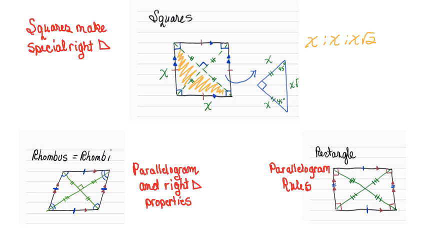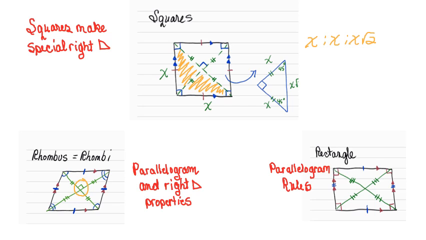Rhombus is just a squished up square. It just doesn't have the 90-degree angles. So it has all the properties of a parallelogram, plus it has some right triangle properties because in the middle here, like a square, it has a 90-degree angle. So we have 4 right triangles inside there.